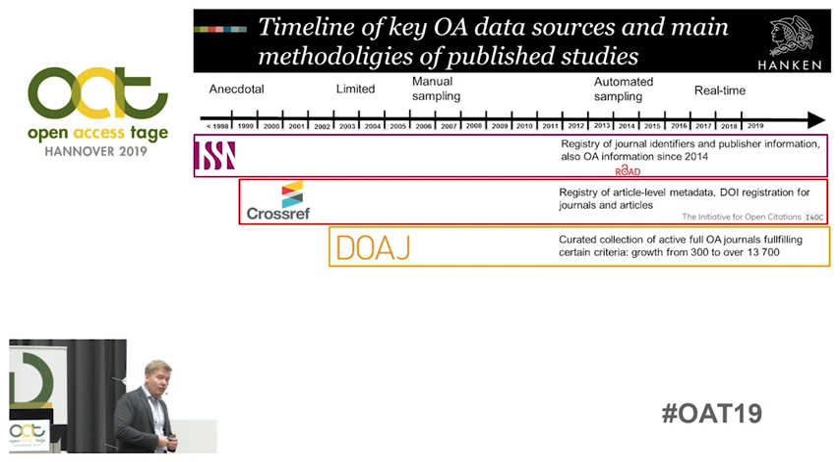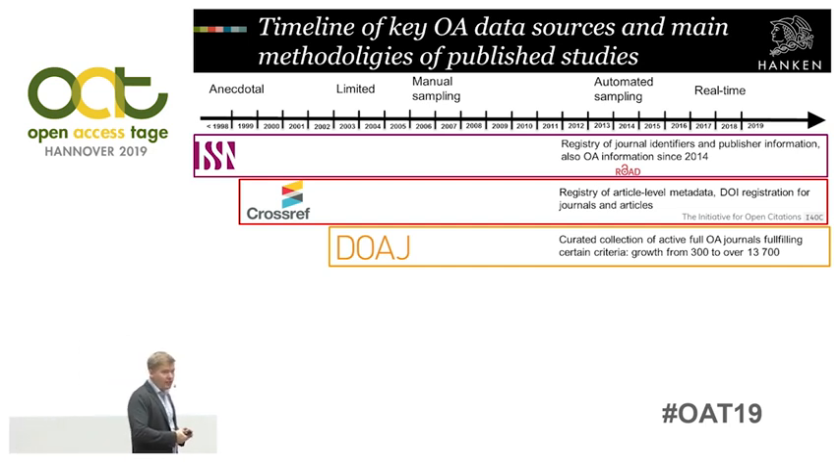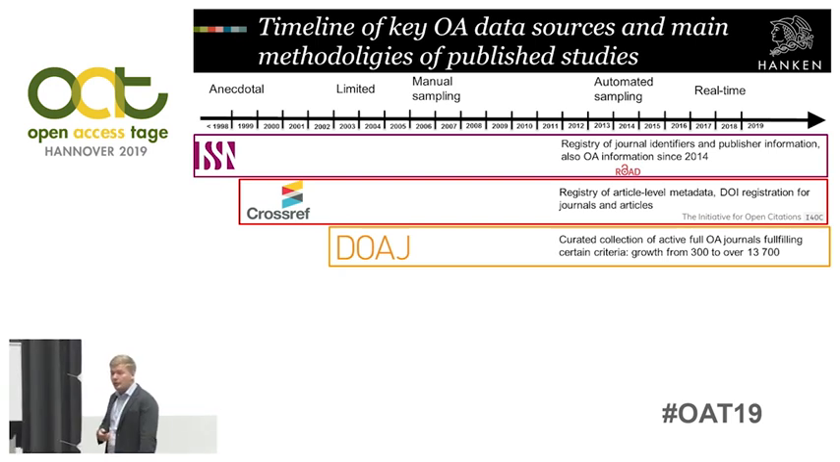The DOAJ was started in 2003 with a couple of hundred journals, and it's now grown to almost 14,000 journals today. It keeps rising a lot, but it's been a key resource for me, and it's still kind of the authoritative repository for a list of open access journals that fulfill common criteria. It's not all open access journals, but it's a very transparent and good, cleaned up list of active journals.